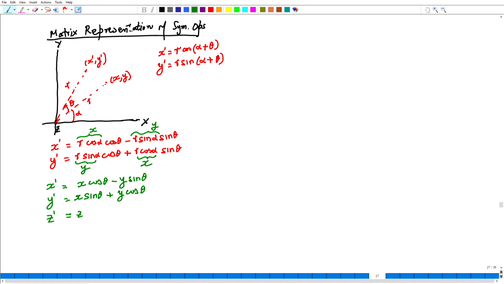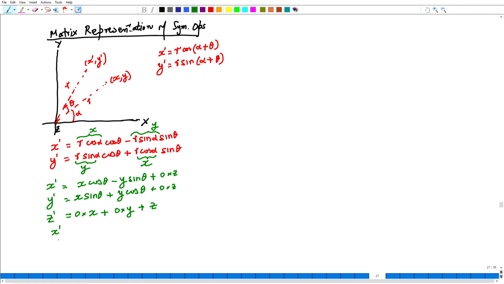Now, let me just add another term here to the x prime equation. Let me call this 0 multiplied by z. Similarly, for y prime also 0 multiplied by z, and for z prime let me add two terms, 0 multiplied by x plus 0 multiplied by y plus z. So, all the three equations now have three terms, and one can now write the same equation in the form of a symmetry matrix or in the form of a matrix representation.